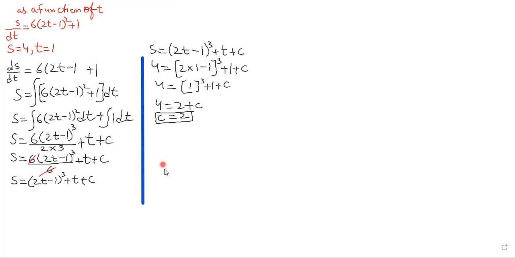Now what will I do? I will take this value and plug it into this equation. So what will be my final result in the given scenario? My final result will be S equals (2t minus 1) whole cube plus t plus 2. I'm not going to put the values of S and t again, because I need the equation, and now the C value is also found. That's your answer.